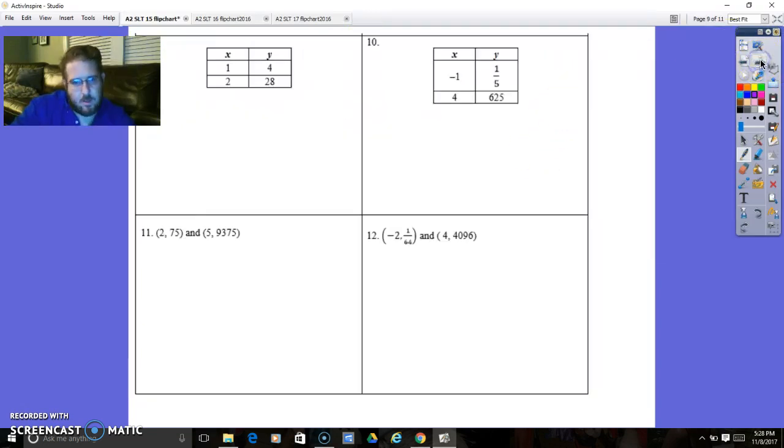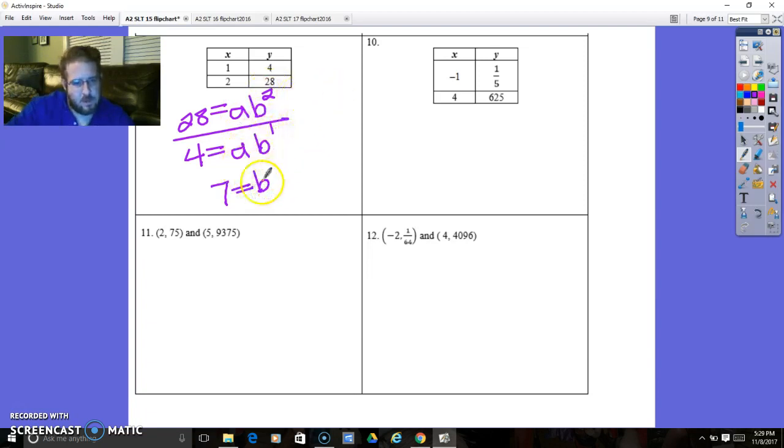Alright, let's go one more of these before we get to the homework. First one right here. So 28, I'm going to start with the one with the bigger domain, is equal to a times b to the second power. This is 4 equals a times b to the first power. So now I can divide. 28 divided by 4 is 7. A's cancel. 2 minus 1 is 1.